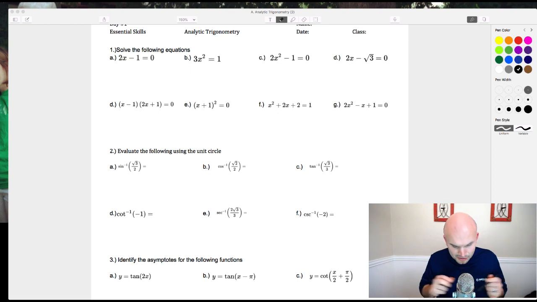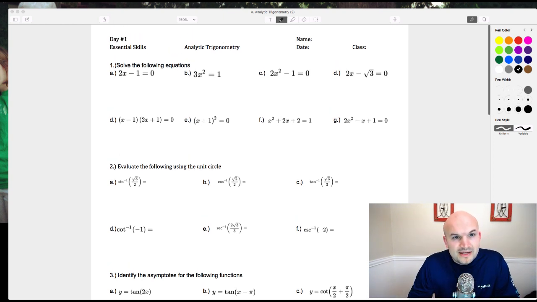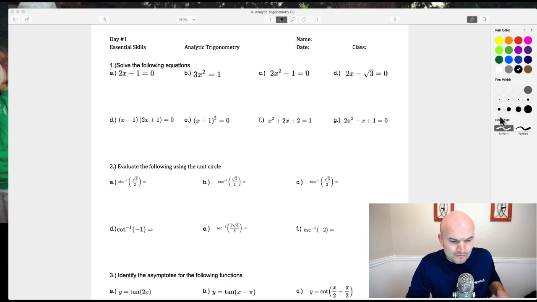So first of all, I just want to show you guys a little bit of what I'm working on. This is basically day one of analytic trigonometry, just some essential skills that you would need to know as we're getting into this unit. And as I mentioned, I'm not starting with identities, which is something I've typically always done. What I've noticed with the students is that a lot of times they have a hard time transitioning with the identities. Even though I relate a lot of the stuff that we've done into identities, it's still like a mental jump for the student.